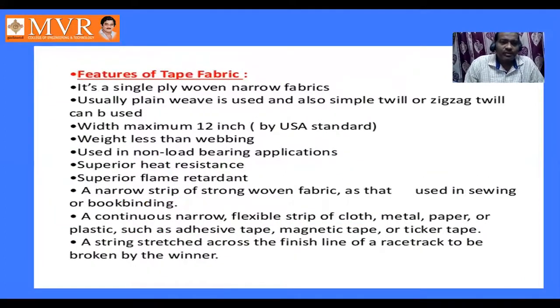Next, features of a tape fabric. So what are the basic features? Already I told you different types of tapes are possible here. One is that it is a single ply woven narrow fabric. Usually plain weave is used, also simple twill or zigzag. Twill can be used with a maximum of 12 inches by USA standards. Weight is less than webbing. Used in non-load bearing applications.